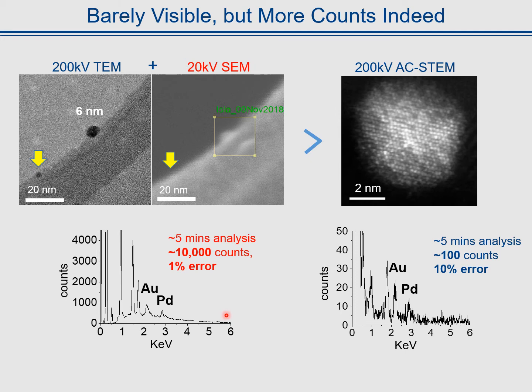For instance, 10,000 counts will give about 1% counting uncertainties, while it is 10% for the AC-STEM case. Also notice that in many cases, the particle is not even visible in the SEM, but it can still be analyzed if it is well isolated from other particles and has some recognizable features nearby.